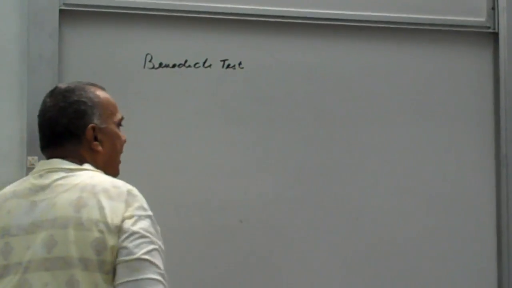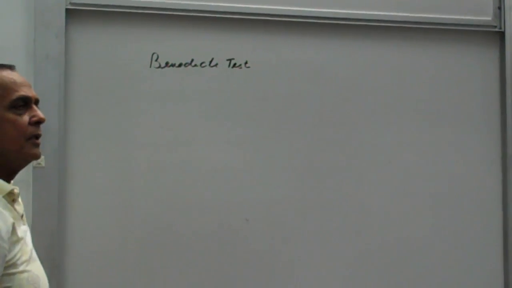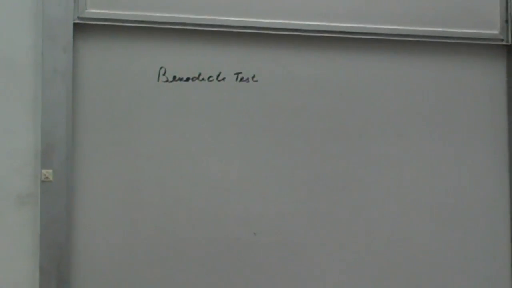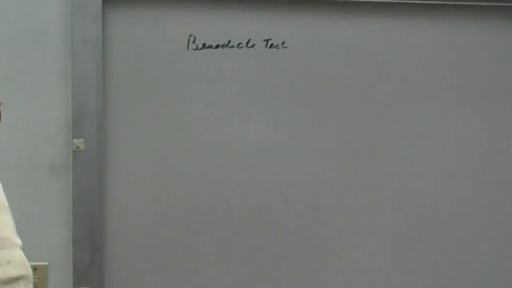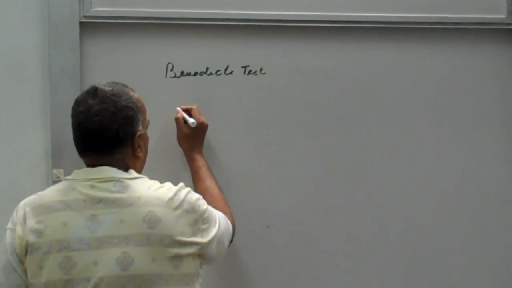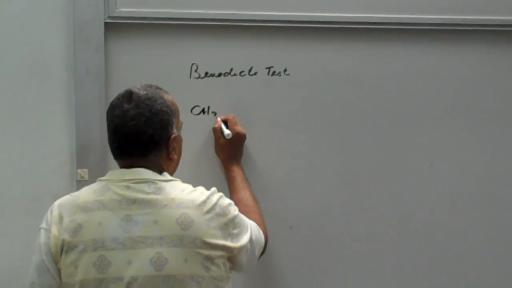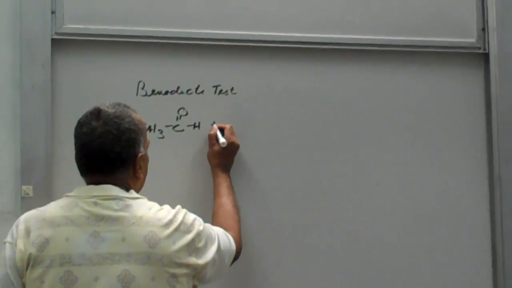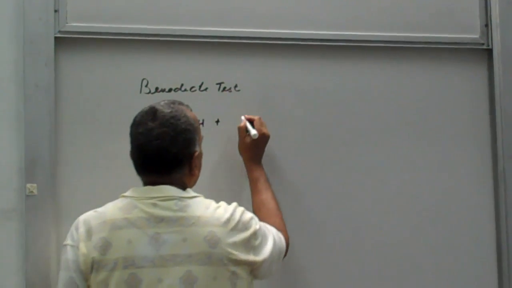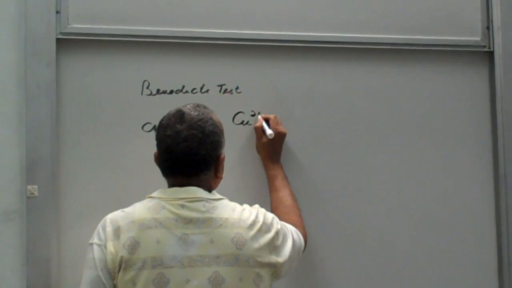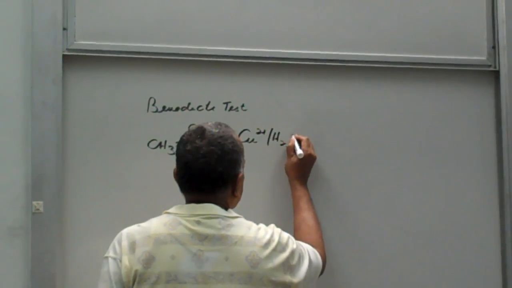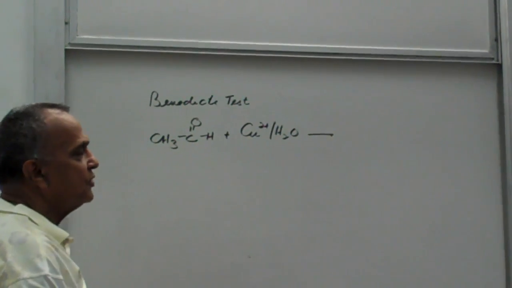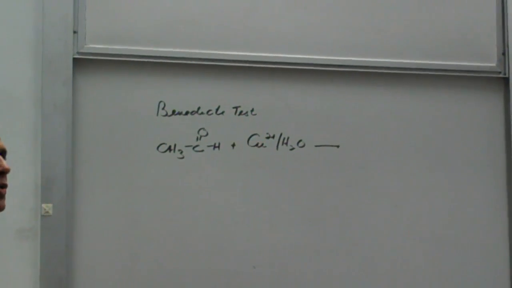Those of you who do biology or A&P, the Benedict's test is a test that we use to prove the presence of a reducing sugar. If I take an aldehyde, and for equation purposes, Benedict's reagent is written like this. It's a complex copper 2 salt. It's a deep blue solution.